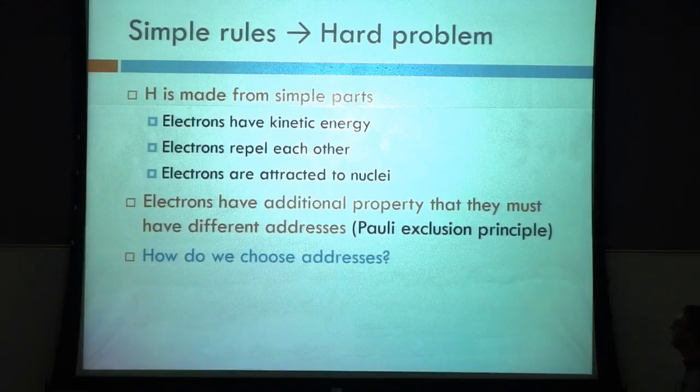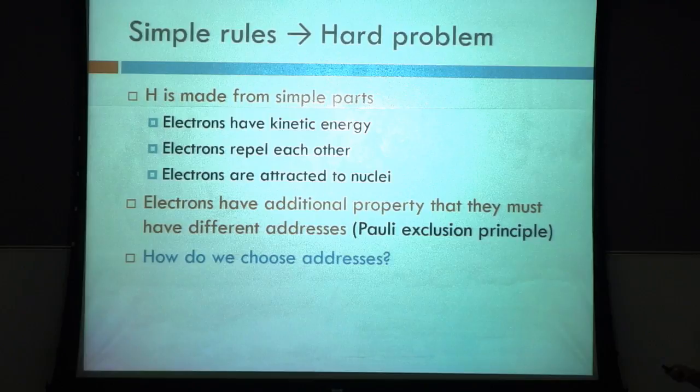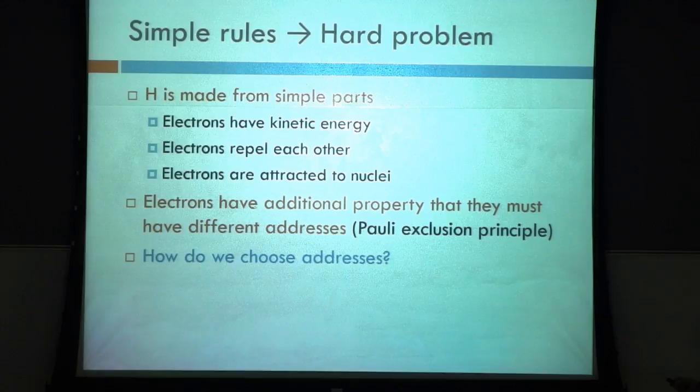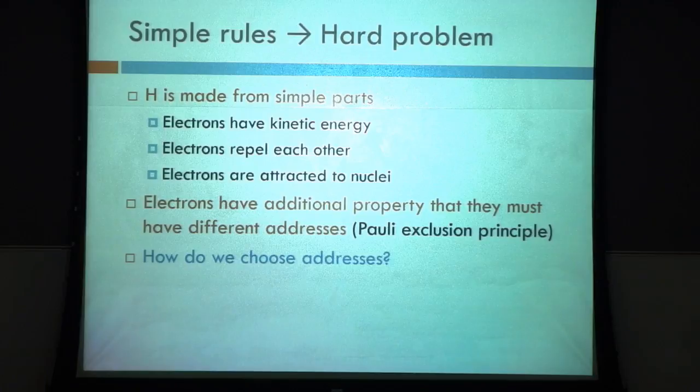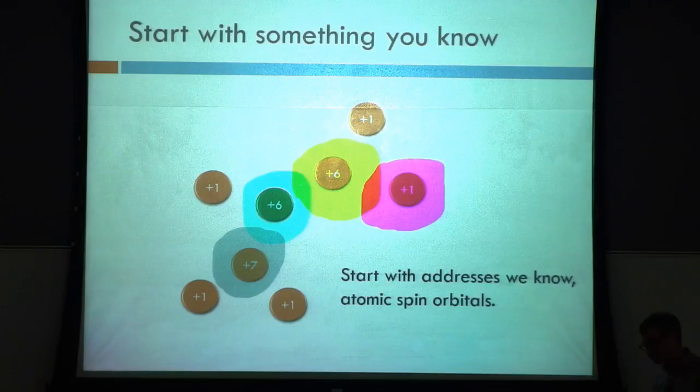Now, there are simple rules, really simple rules, right? Electrons move, electrons repel each other, electrons are attracted to nuclei. Then there's a kind of weird rule, which is that electrons have to have different addresses, the Pauli exclusion principle. And so in some sense, the problem is, how do we choose these addresses? Which electrons go where? One way to make the problem solvable is to start with addresses we understand. We kind of know how electrons arrange themselves in atoms. So what we do is we just pick atomic orbitals as possible addresses for the electrons to sit at.